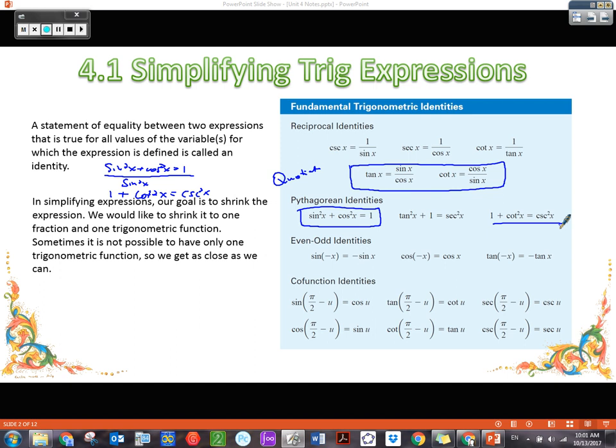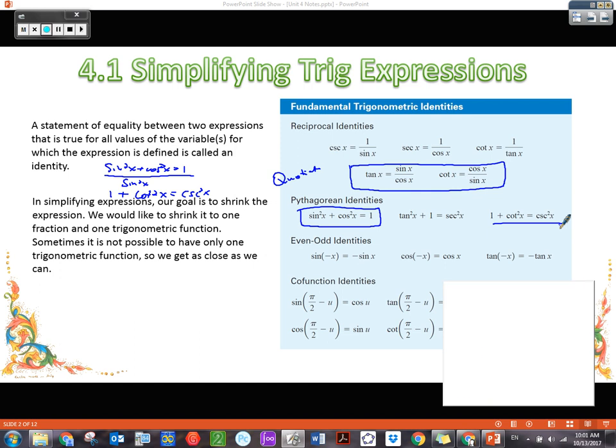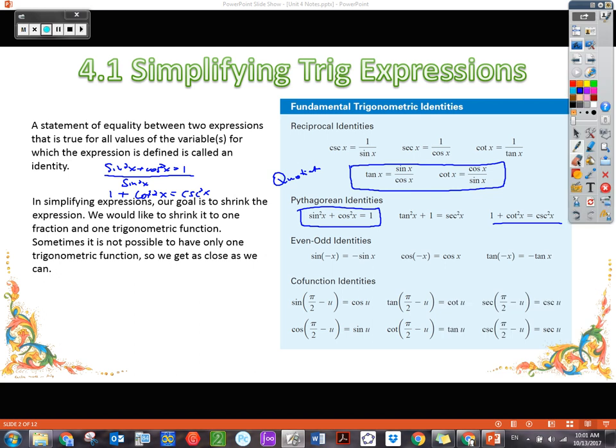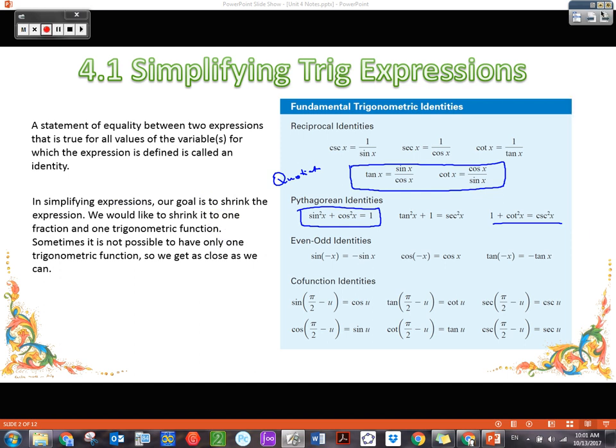I just generated that one without having to memorize it, because I divided each one of those by sine squared. So what do you think would happen if I divided sine squared plus cosine squared equals 1 by cosine squared? I'm going to get the other one. Let me show you. So let's do the other one. For me, memorizing this one is really easy, right? I have a hard time memorizing these because I can't ever remember where the 1 goes and which one goes with the 1 and which one doesn't. So that's why I do this.